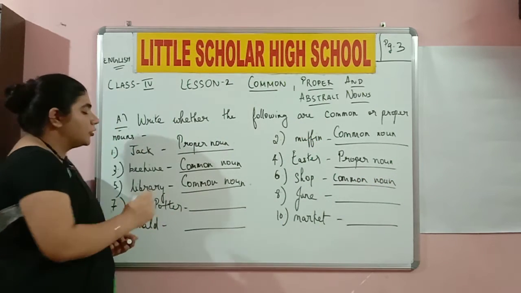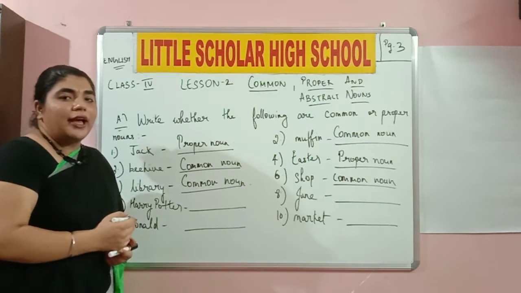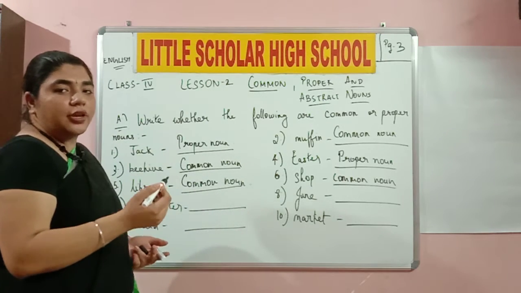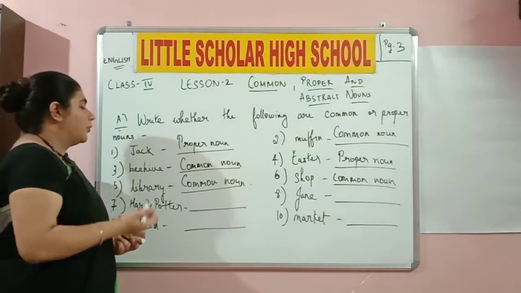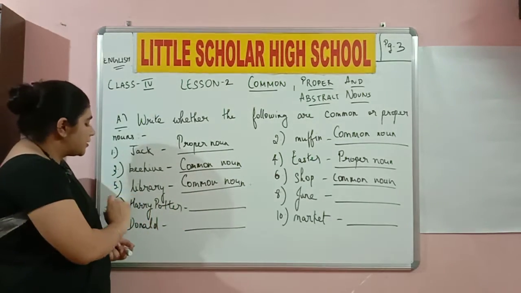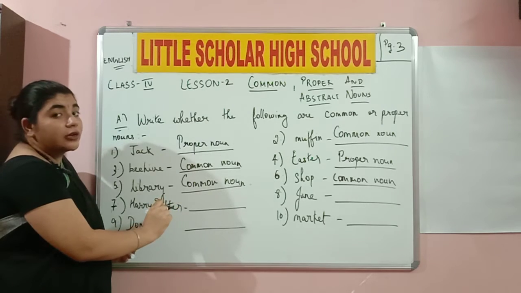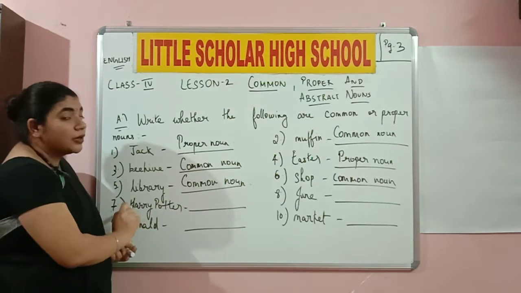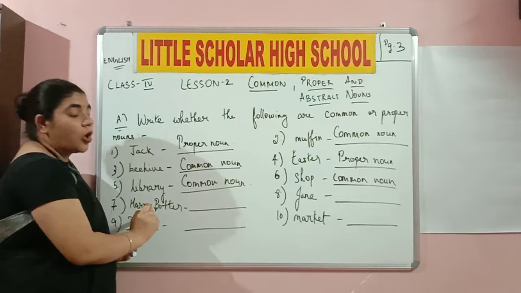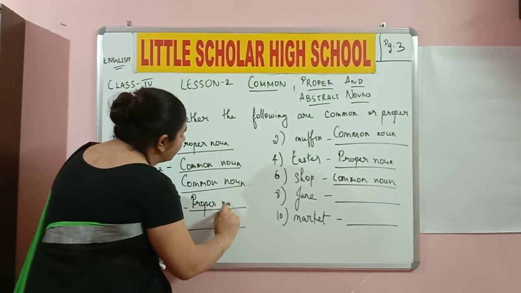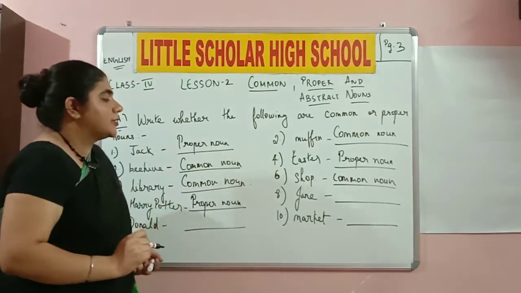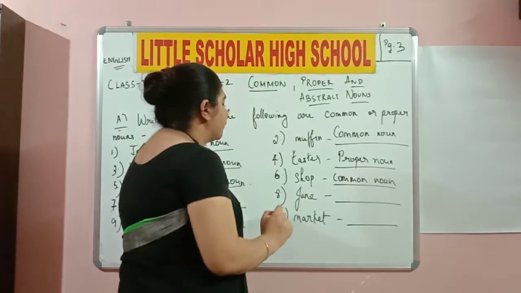Next, Harry Potter. You know who Harry Potter is? Harry Potter is the main protagonist of J.K. Rowling's books. Okay, he is a wizard as per the book. Very famous. It is a specific name. And how did I identify it as a specific name? It begins with a capital letter. So what is it? Proper or common? It is a proper noun. Very good books. You should actually read them. It's fiction. Fantasy and fiction.